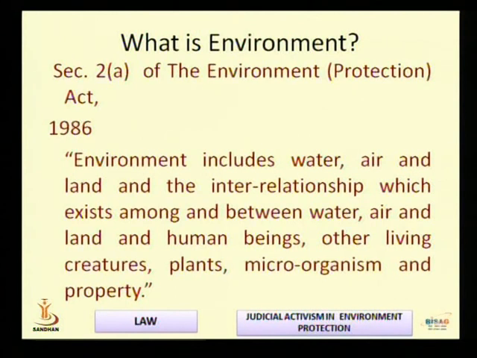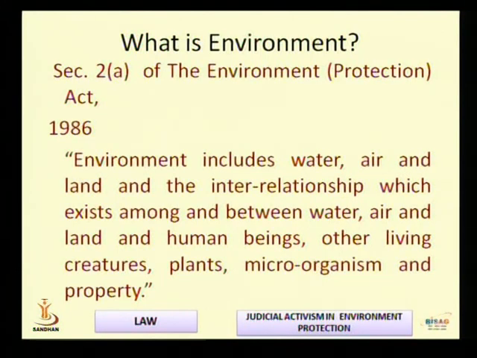Why so? The reason is, if you think properly, this whole environment is used by us. Us means the human beings. So we are using air, we are using water, we are using land. This use is called the relationship with each other, as the section prescribes, interrelationship. So this is the meaning of environment.